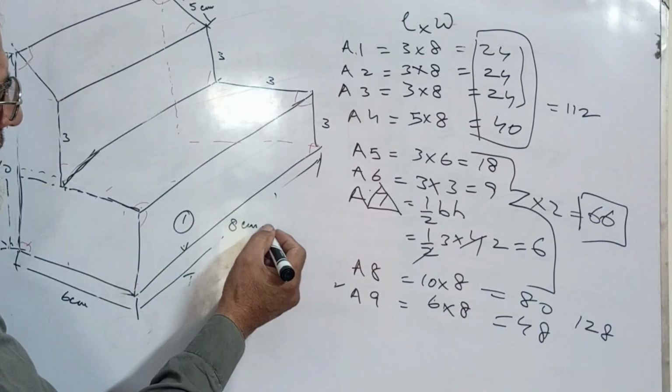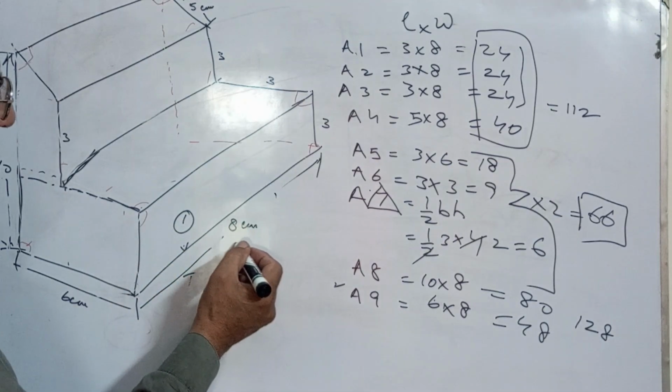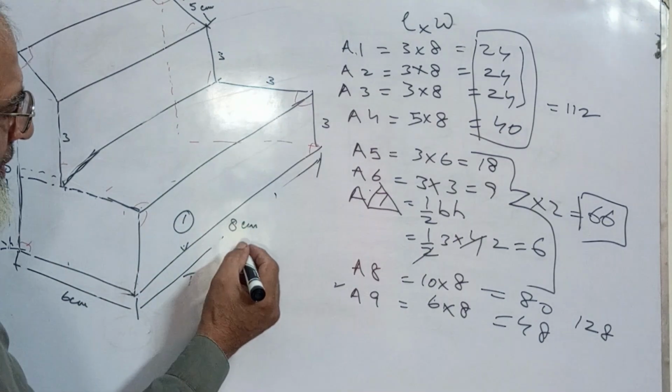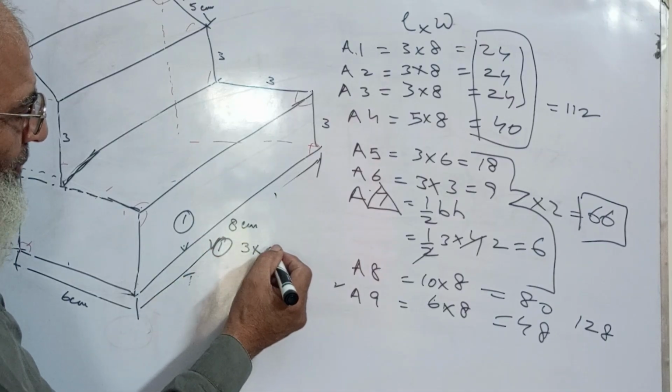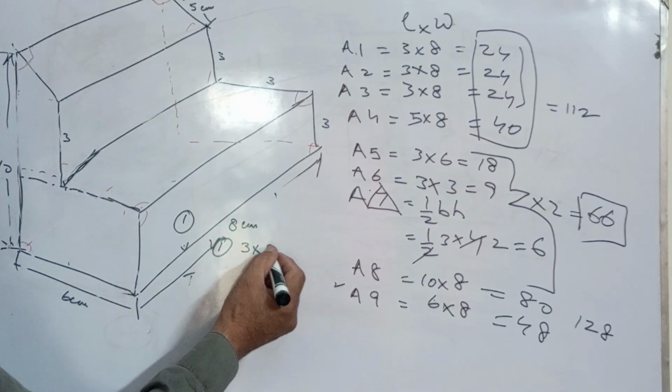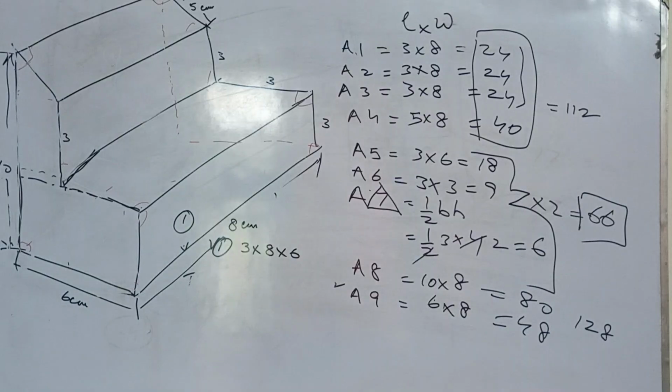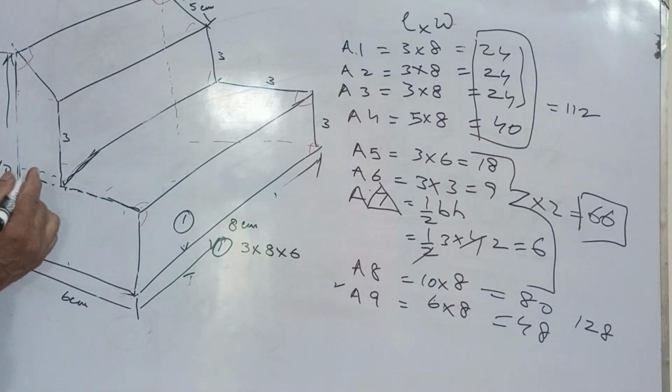It is equal to number 1 box. Okay. Volume of number 1 box is 3 multiplied by 8 multiplied by 6. Okay. Now the other box.